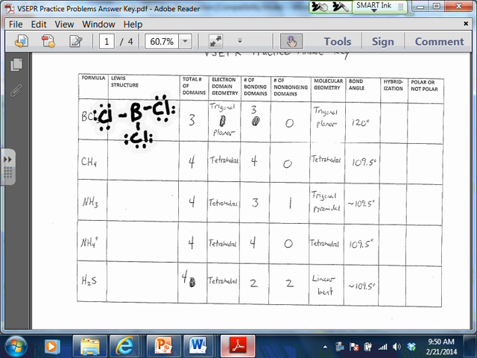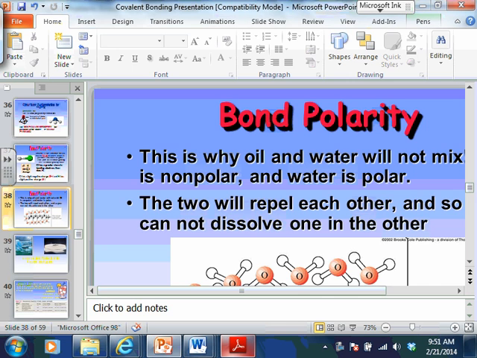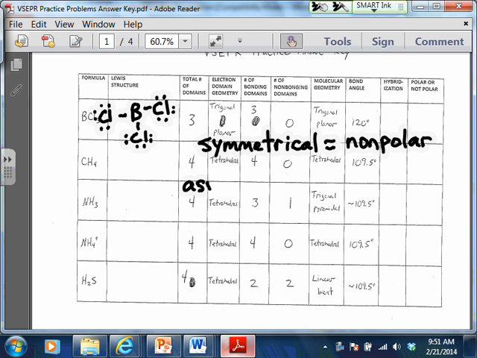Okay, and something you probably do want to write down in your notes. Sorry, I should have had you do this while we were just talking about the notes. This is important, and I'm going to erase this in a second. You do need to write this down, okay? This will help you. Symmetrical equals nonpolar. Asymmetrical, no, that's not right. I stopped in an unfortunate spot there. Asymmetrical, there we go, equals polar.